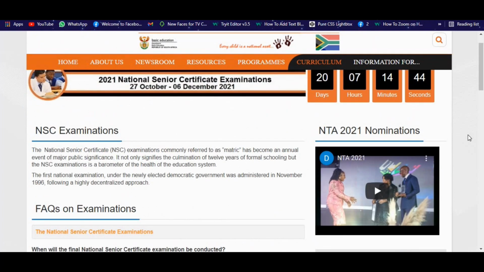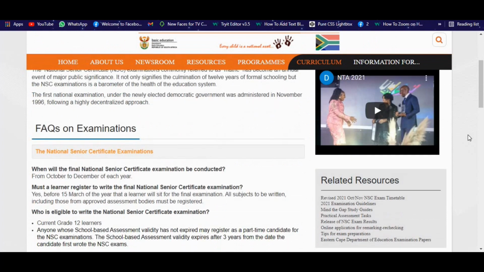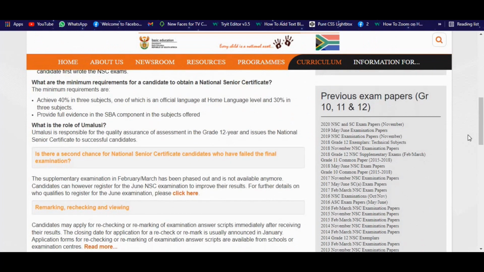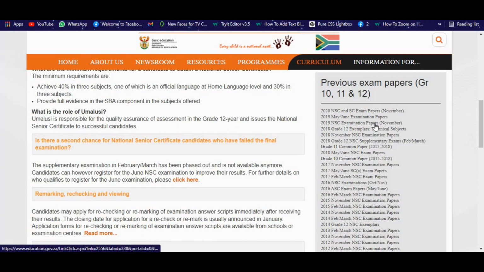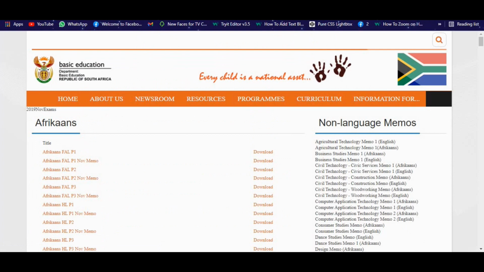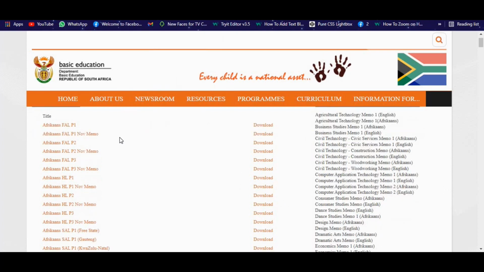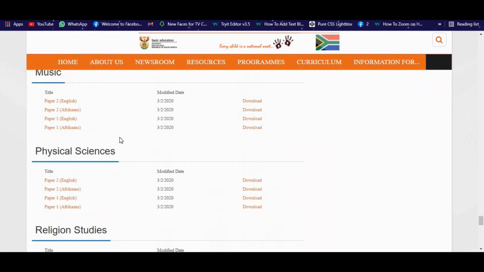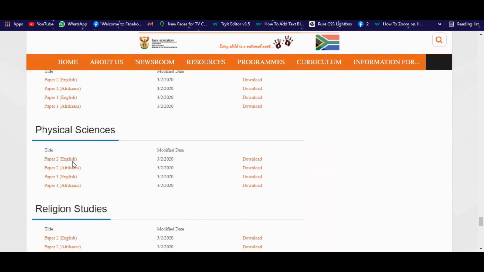But we're going to do some revision tonight of term 3's work. So I'm going to pull up the 2019 November paper. And we'll start with the November paper for physics. Just pull it up quickly. For paper 1, we'll open this in a new tab.